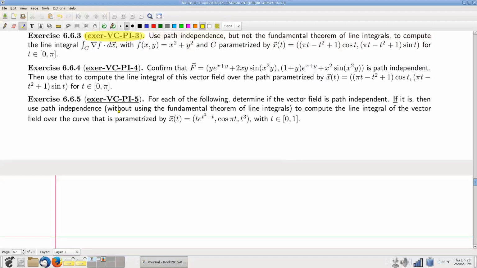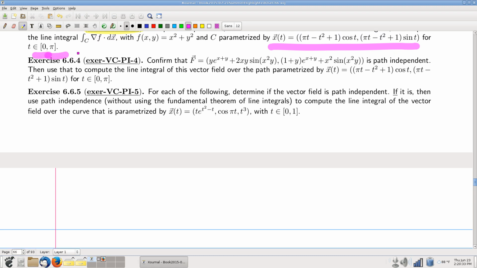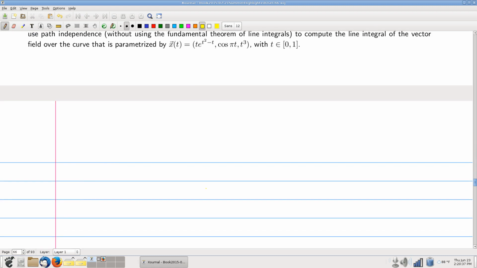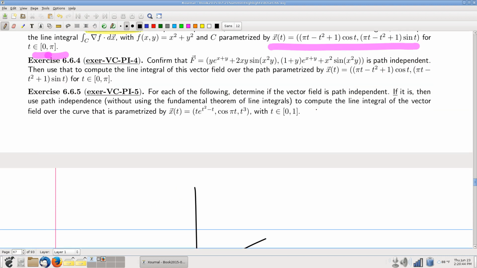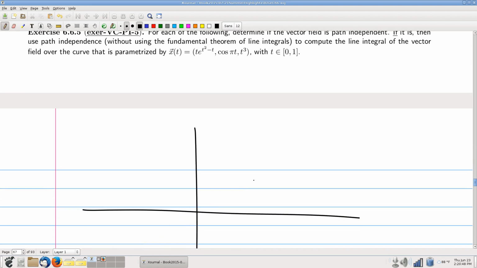Yeah, okay, so again, key phrase, not allowed to use the fundamental theorem of line integrals. All right, so let's first understand what this path is. And t starts at 0, ends at pi, and so let's draw a picture. Let me come down here a little ways. I have, oh, this is an R2. Whoops. Okay.